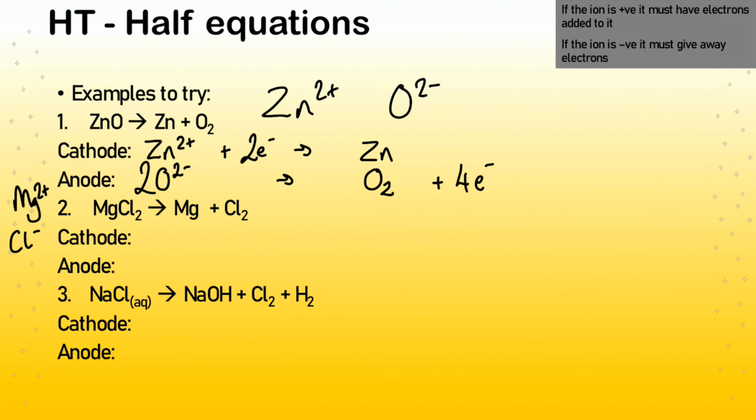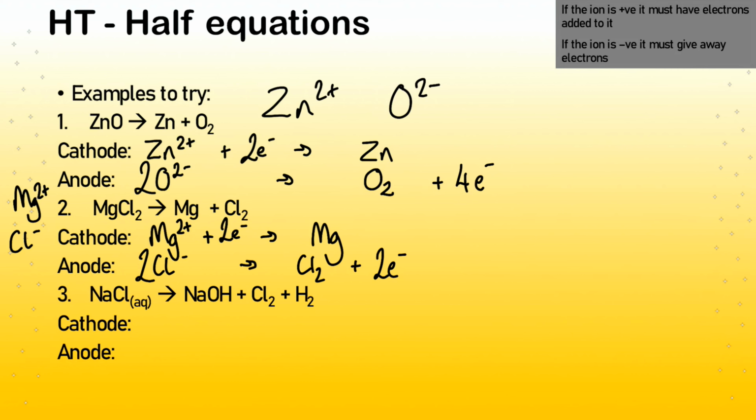And at the anode we have Cl minus reacting to form Cl2, so we need 2 ions of chlorine, which are both negative. If we take away the negative charge from each of those, we need to take away 2 electrons, which gives us those at the end.